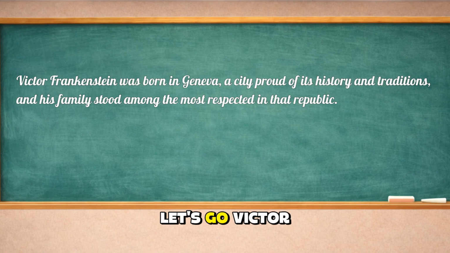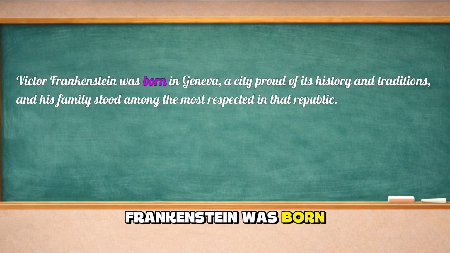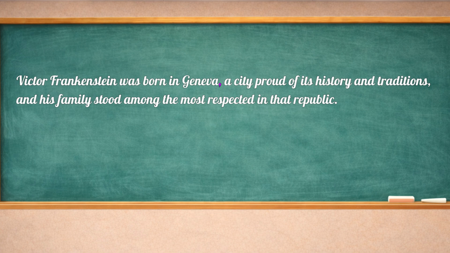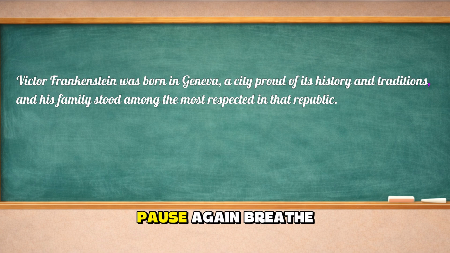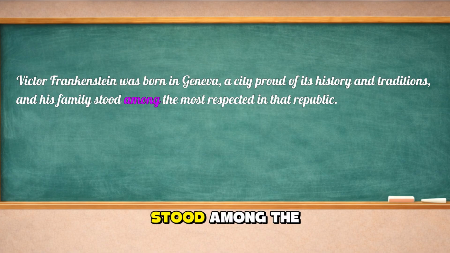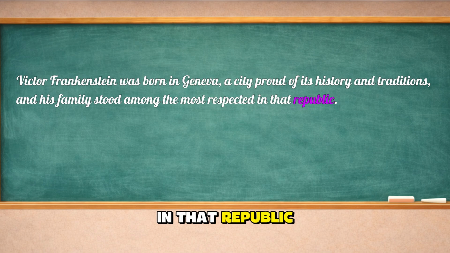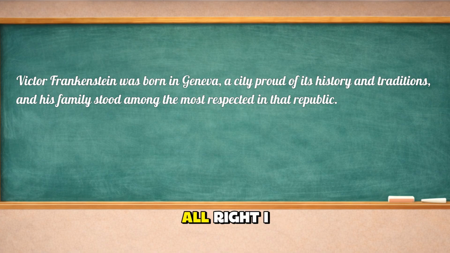All right, let's go. Victor Frankenstein was born in Geneva. Pause, breathe, and continue. A city proud of its history and traditions. Pause again, breathe again, and continue. And his family stood among the most respected in that republic. Full stop. You see how easy that was? All right, I have now read the same sentence twice, showing you how punctuation helps us read more clearly and understand what we're reading. Now it is your turn.